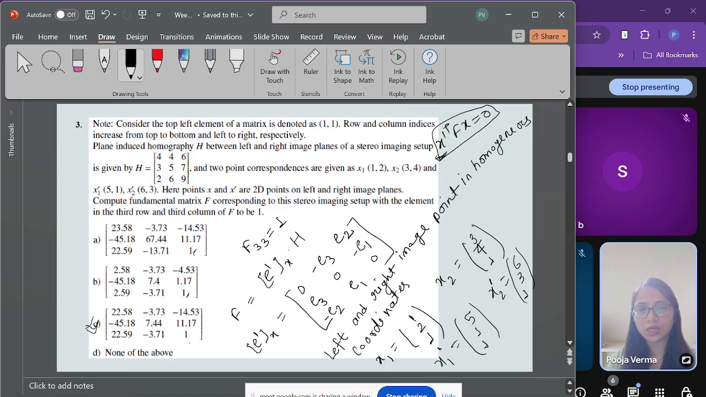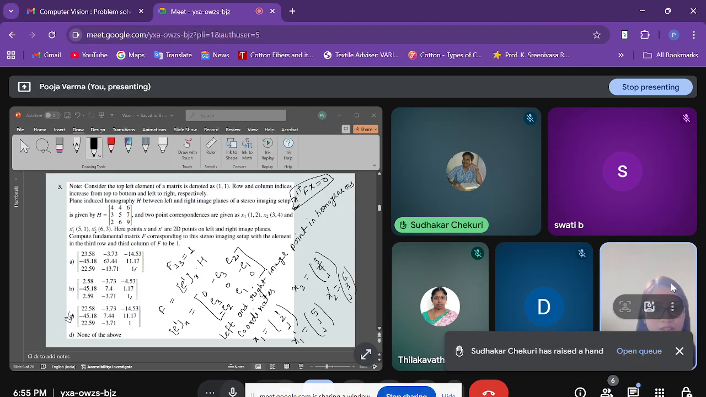Okay. The other options, I have already told you how to calculate. That will be a very long process. That is also not suitable for objective type questions. So if it is objective type, yes, you can ask.